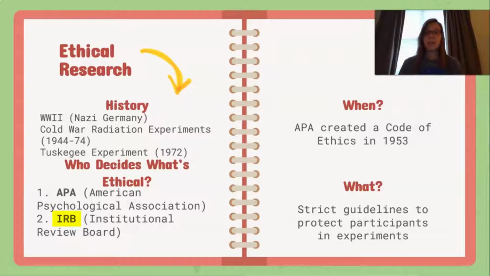The IRB is the Institutional Review Board, and every college has an IRB, and the IRB is in charge of approving research that's going to be done at a specific institution. So they look at your proposal, they look at how you plan to conduct your experiment, and you have to account to them how you're going to follow the guidelines that they have in their code of ethics. It can be really stressful because it is very intense, but it's intense because you're dealing with live subjects. And so we need to make sure those subjects are safe and protected. The Code of Ethics was created by the APA in 1953, and it is just a set of strict guidelines that protect participants in experiments.